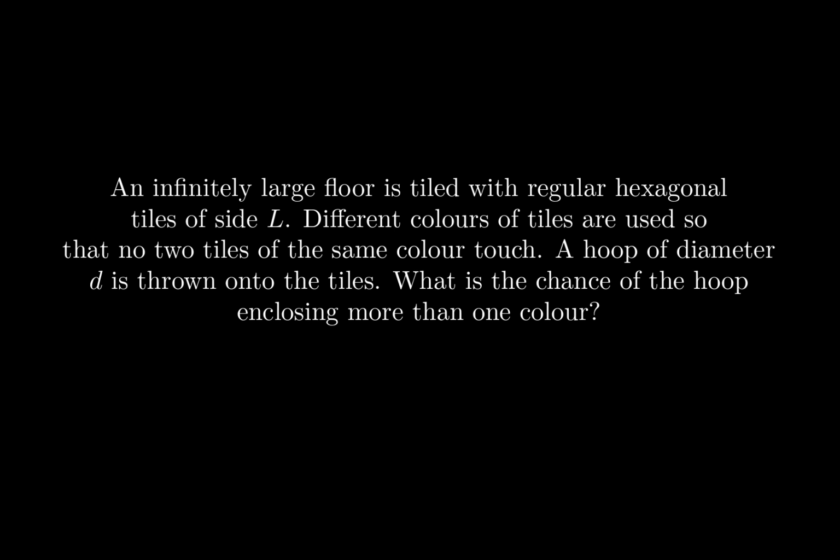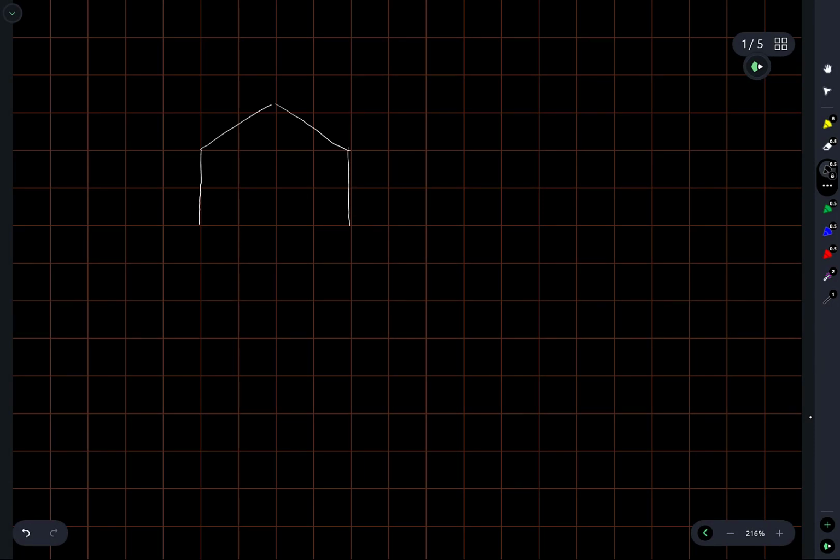Okay, so this is the same as the previous problem, except we're tiled with hexagons instead of squares. And if no two adjacent tiles are the same color, then it really is the same question. We're asking for the probability that the hoop touches more than one tile. Okay, so yeah, this is going to be about areas. This is just going to be computing some areas again, right?